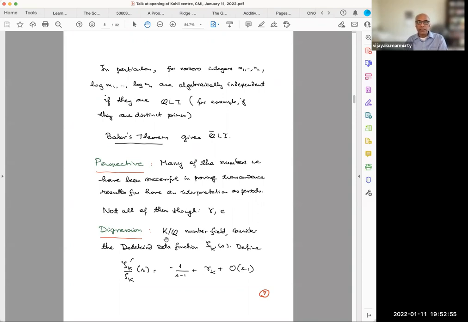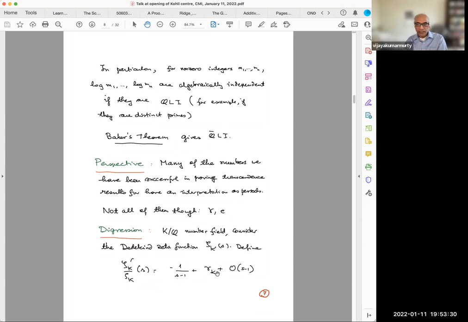Suppose I take a number field that is a finite extension of the rational numbers. Then, assuming you know what the Riemann zeta function is, there's a version of the zeta function for this number field called the Dedekind zeta function. And the Dedekind zeta function, like the Riemann zeta function, has a simple pole at s equals 1. So if you take the logarithmic derivative near s equals 1, it'll be a simple pole with residue minus 1. That's the nice thing about taking the logarithmic derivative of a meromorphic function. The residue is just the order.